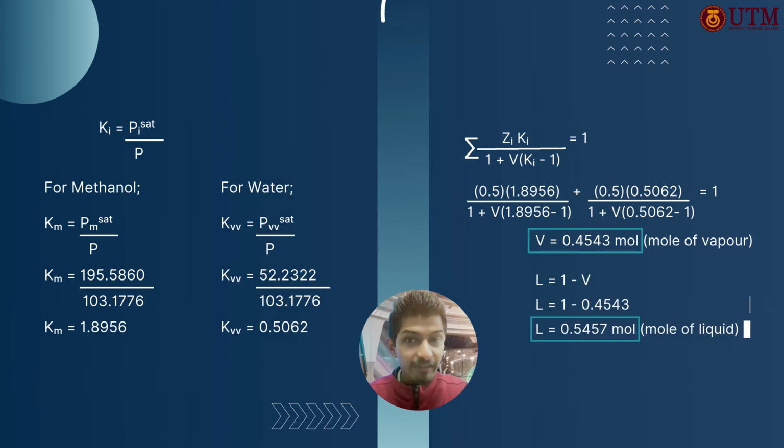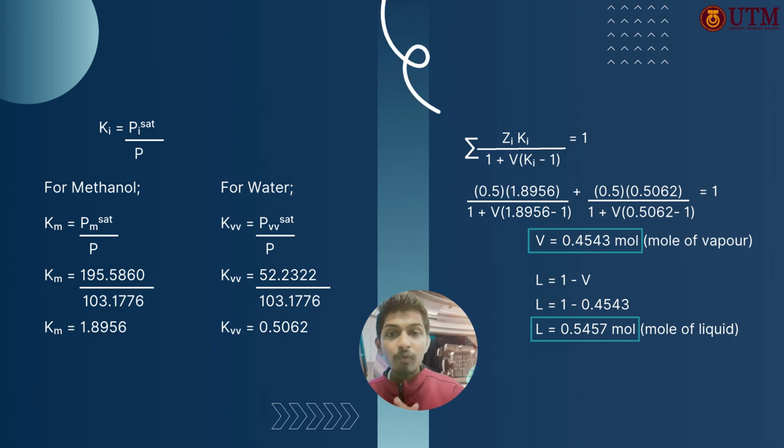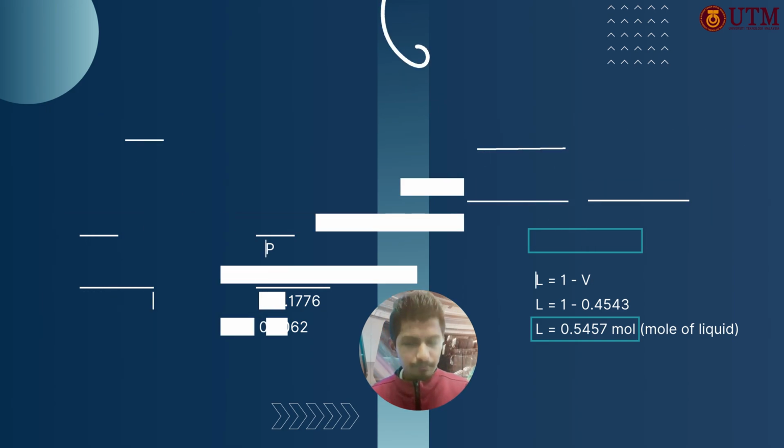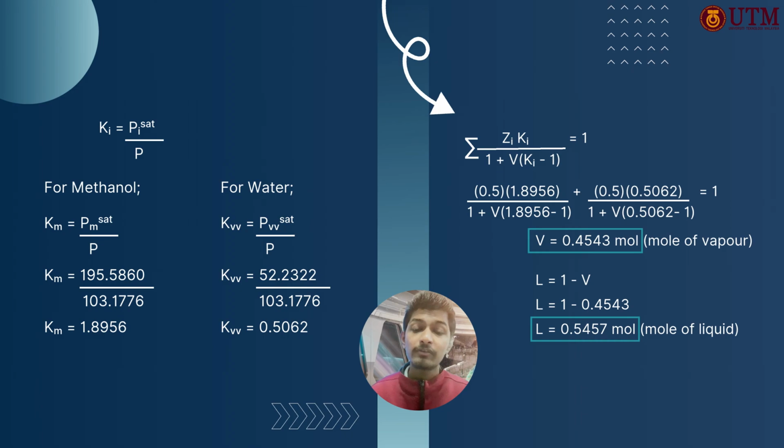We calculate the amount of vapor formed during the phase separation using the Rachford-Rice equation: the sum of Zi Ki divided by 1 plus V bracket Ki minus 1 equals 1. Here, Zi is the feed mole fraction of each component and V is the fraction of the feed that becomes vapor. Substituting the values, V equals 0.4543 mole of vapor. The remaining amount in the liquid phase, L, equivalent to 1 minus V, is 0.5457 mole of liquid.